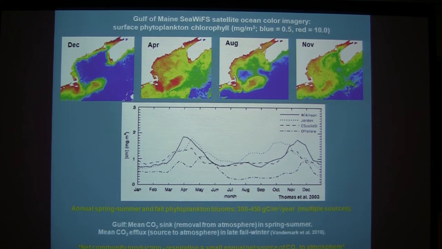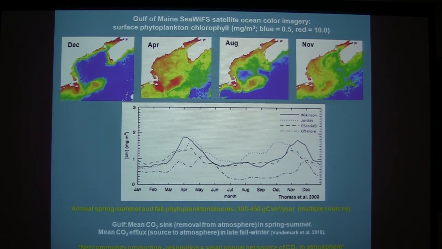Overall, the productivity in the Gulf of Maine is fairly high, 450 grams carbon per meter squared per year. That's from multiple sources over many people's work. And from a number of studies that have been done by colleagues up at UNH, looking at the upper 50 meters of oxygen and CO2 levels, we know that the Gulf is a mean CO2 sink, removed from the atmosphere during the spring and the summer primarily, but in the late fall and winter, it becomes a CO2 efflux, a source to the atmosphere.